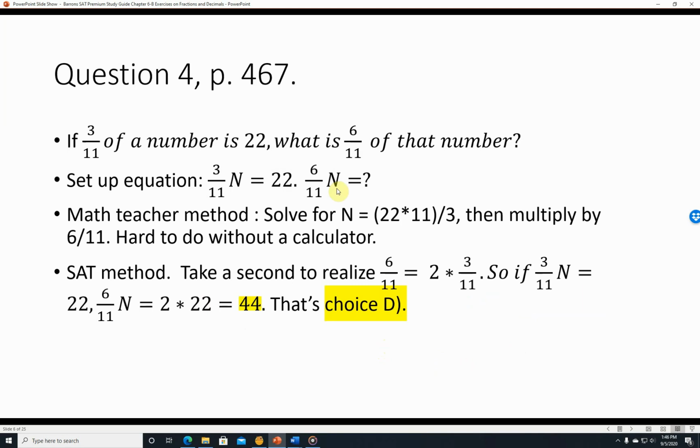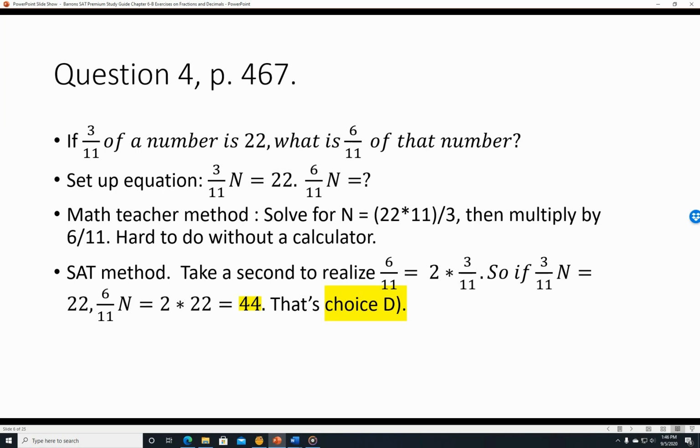Question 4, page 467. If 3/11ths of a number is 22, what is 6/11ths of that number? So you can set up the equation, just 3/11 times n equals 22, where n is the number we're trying to find. So 6/11 times n is equal to question mark, because we don't know. So the math teacher method would just be solve for n.